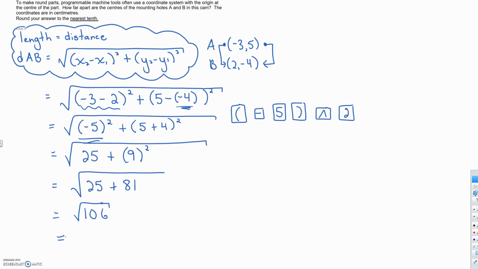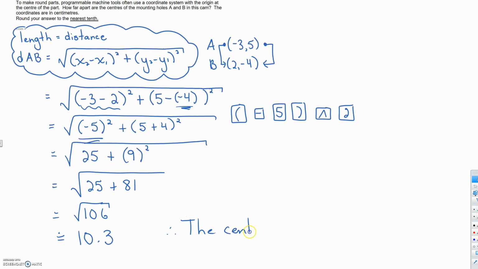You actually want to say that the distance is approximately 10.3 because we want to round it to the nearest tenth, as it said at the top. Nearest tenth is 1 decimal. So therefore, the centers of the mounting holes are about 10.3 centimeters apart.